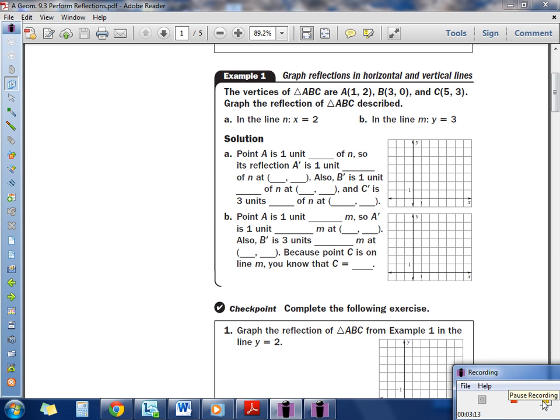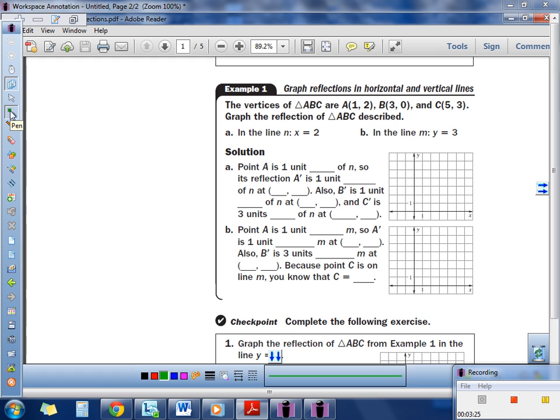On this next example, it says the vertices are given, graph the reflection of triangle ABC, which is described. We're going to first reflect over x equals 2, then we're going to reflect on the other graph over y equals 3. So the problem is this. Knowing how to graph this is an Algebra 1 topic that a lot of people struggle on.